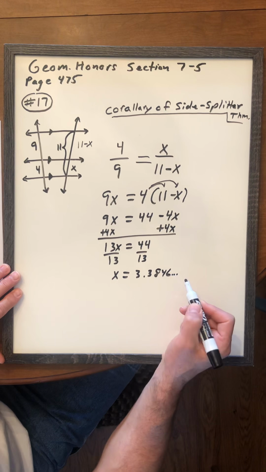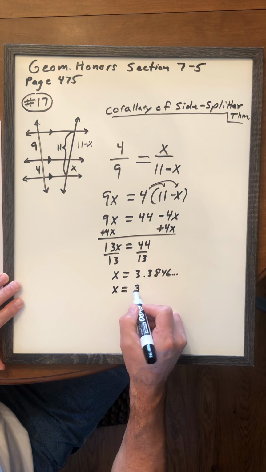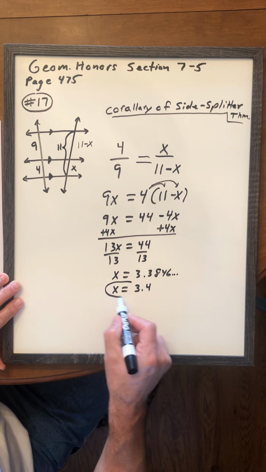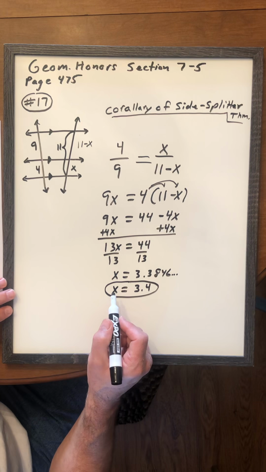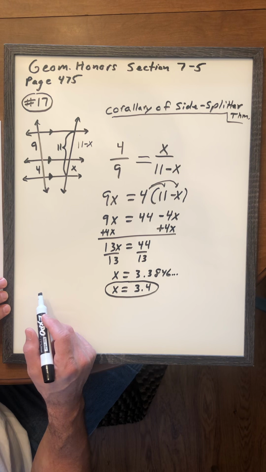3.3846, and it keeps going on. So we'll round to the nearest tenth, and that would be 3.4. So 3.4 is my answer for x, and that's what they wanted us to find in problem number 17.